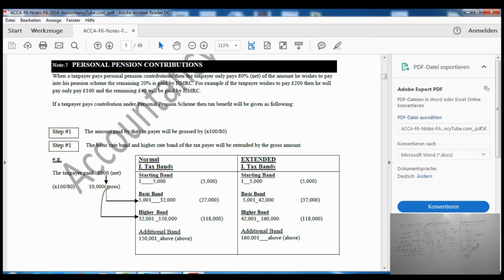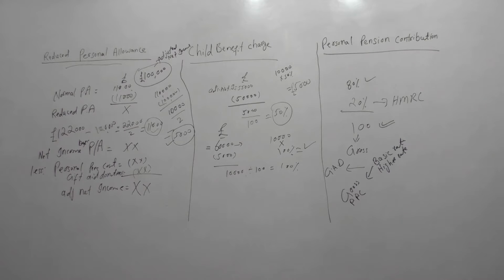So on the left side, it tells you normal tax bands. The basic rate band is from £5,001 to £32,000. Whereas if you check on the right side, it is extended by £10,000, so the extended one is up to £42,000. Likewise, the higher rate band will also be extended up to £160,000. All right. So that is our personal pension contribution.